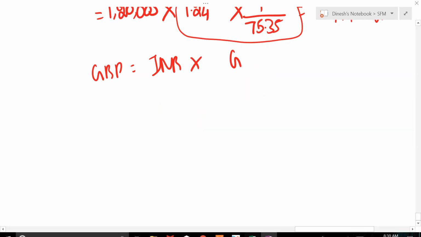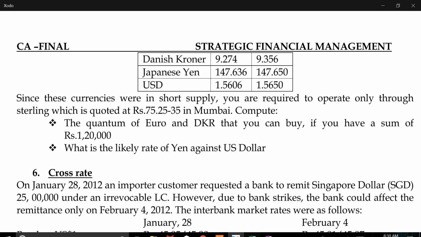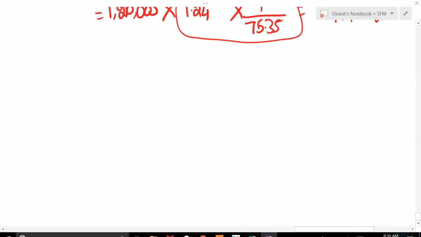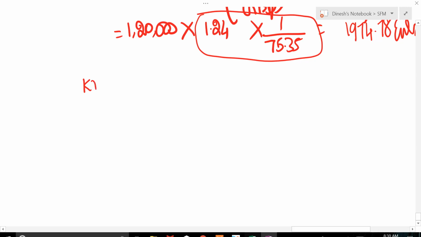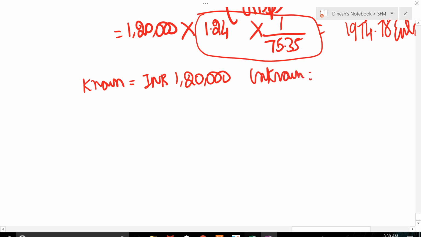Now let's do the Danish kroner part. The second part of the question asks the quantum of DKR that you can buy if you have a sum of 1,20,000. We have done the quantum of euro. Now write the known component. Known is what? INR 1,20,000. Unknown: question mark DKR.